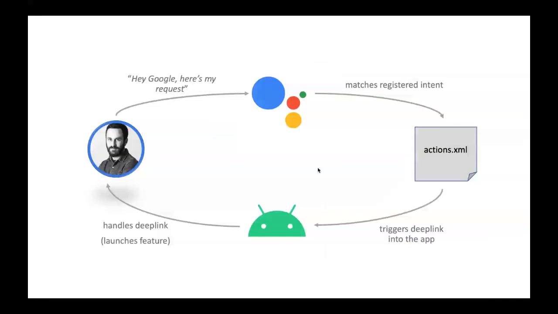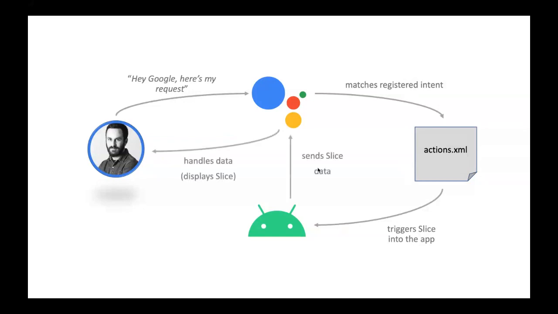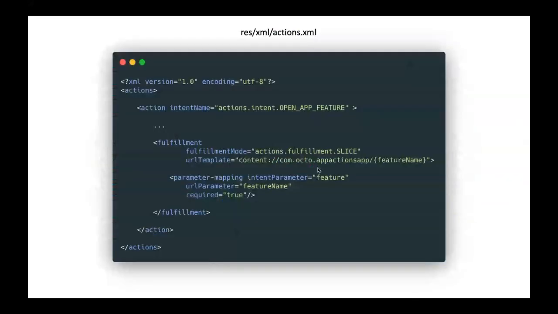Let's go back to the diagram from earlier, where the app was launching a feature from a deep link. Now we're gonna update the actions.xml file to specify that the fulfillment mode is a slice, so that the app can send the slice data to be displayed by the assistant. Let's update the actions.xml file. Now the fulfillment mode is a slice, and the URL template is updated to match a slice URI, still containing the feature name parameter.